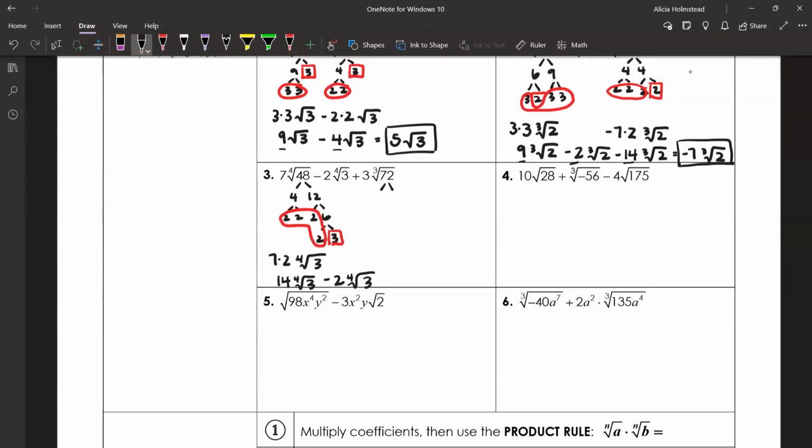And then 72, that is 8 and 9. 8 is 4 and 2. 4 is 2 and 2. 9 is 3 and 3. Looking for groups of 3 things this time. So we've got 3 2s and then 2 3s left over.